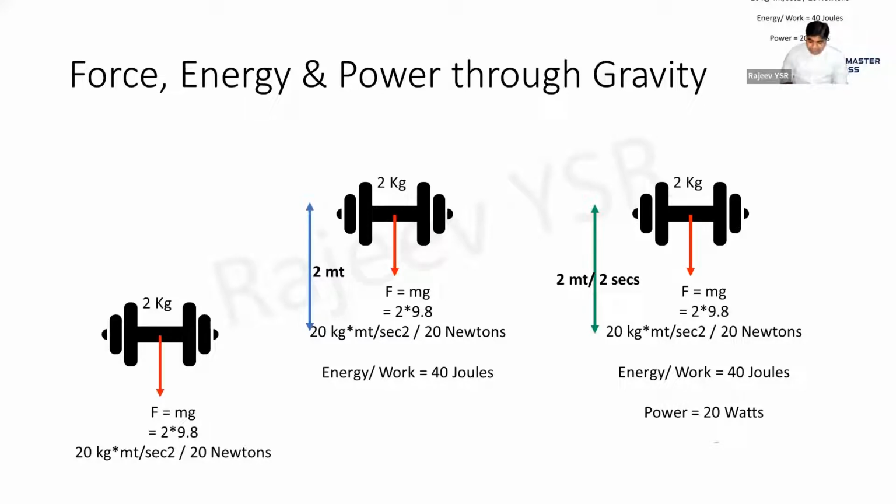Now, when the 2 kg dumbbell lies on the floor, what is the force that acts upon it? It's the gravitational force that acts upon it. That is 2 kg into 9.8 meters per second squared, which is close to 20 kg meter per second squared, 19.6, or 20 newtons. Assume this is the dumbbell and this is on the ground.